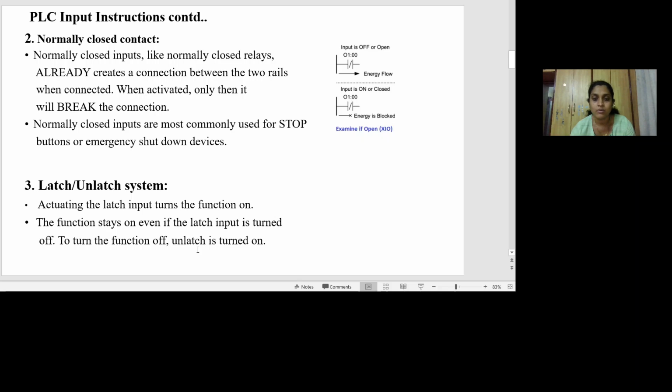And if I want to turn off or de-energize the output element, then I need to turn on the unlatch input. So when the unlatch input is turned on, the output element will be de-energized. So we are using here two inputs, the latch input and unlatch input.